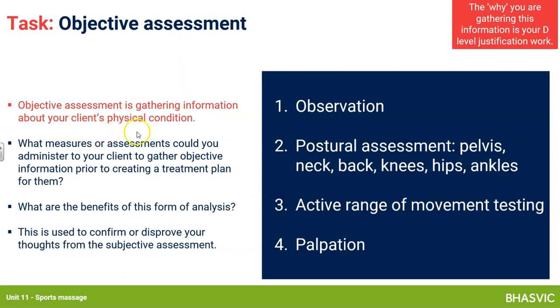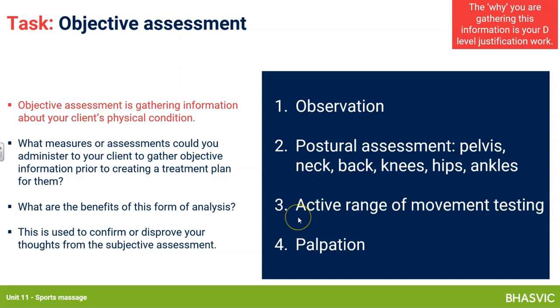So objective assessment is gathering information about your client's physical condition, and you will do that in the consultation by doing some observation, which is actually quite passive. You're not going to get your clients to do anything necessarily, but we'll talk about what you're going to look for. You'll control the process by getting them to do a couple of postural assessments, mainly looking at their vertebral alignment, their pelvic alignment, but also noticing if there's any variations in knees or hips or ankles, and how those are equal or aligned.